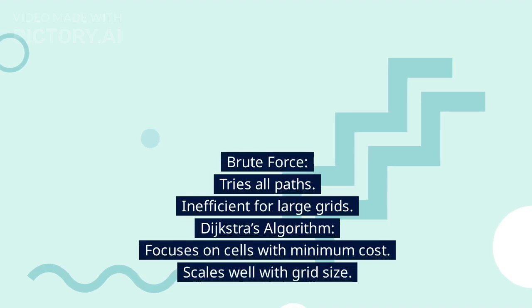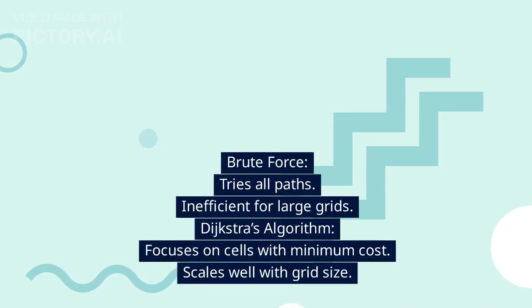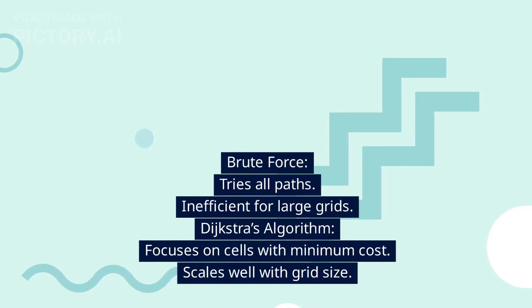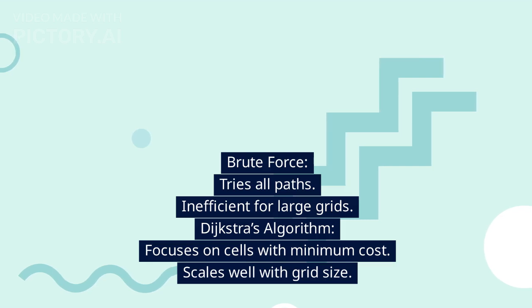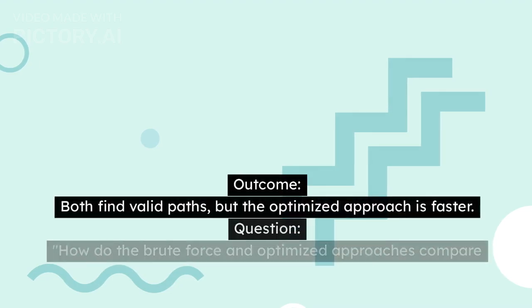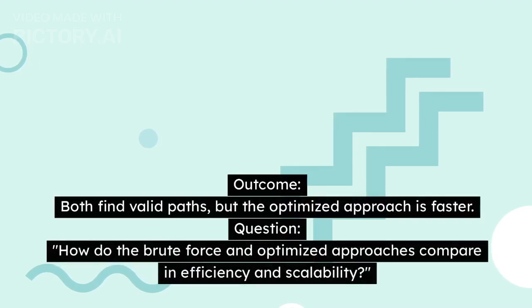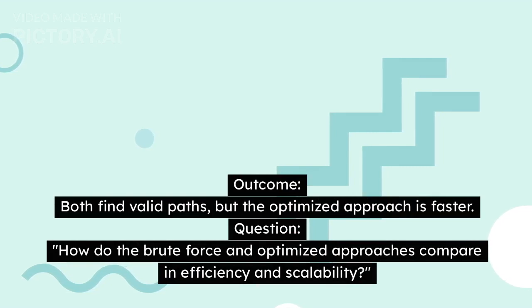Comparison: brute force. Tries all paths. Inefficient for large grids. Dijkstra's algorithm. Focuses on cells with minimum cost. Scales well with grid size. Outcome: both find valid paths, but the optimized approach is faster. Question: how do the brute force and optimized approaches compare in efficiency and scalability?